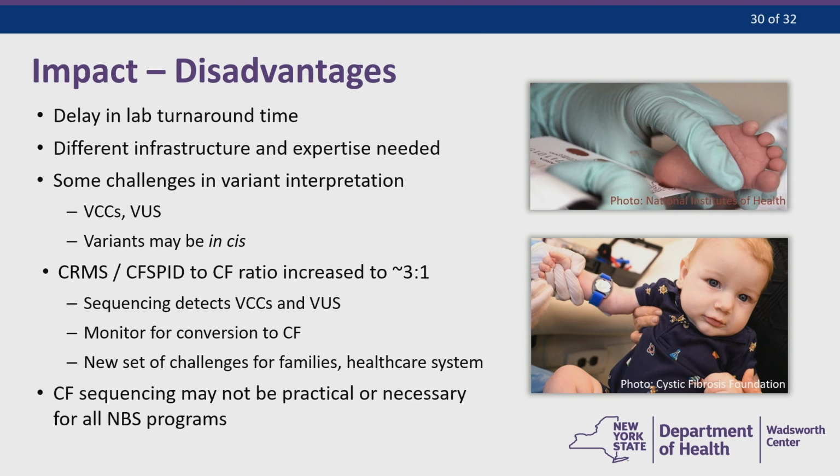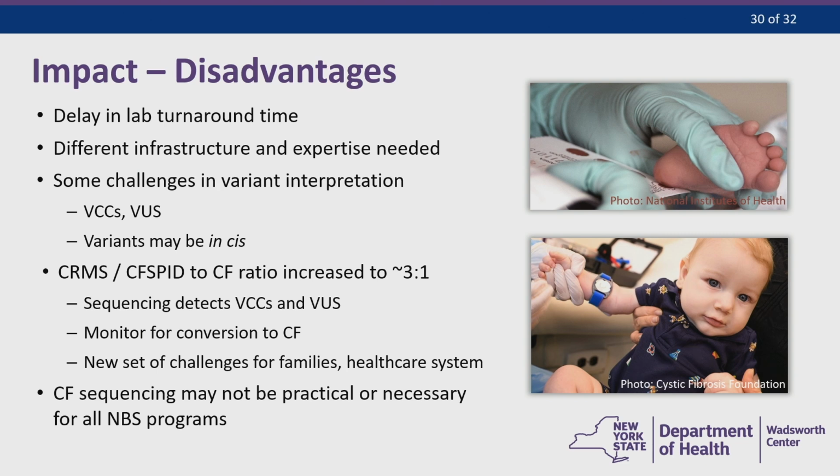We've increased our CRMS CFSPID ratio to 3 to every 1 CF case. It's actually lower than 3 now, and that's because of our detection of VCCs and VUS. Physicians do monitor those babies for conversion to CF. They try to get them in for repeat sweat testing. And that's an entirely new set of challenges for families and the healthcare system.